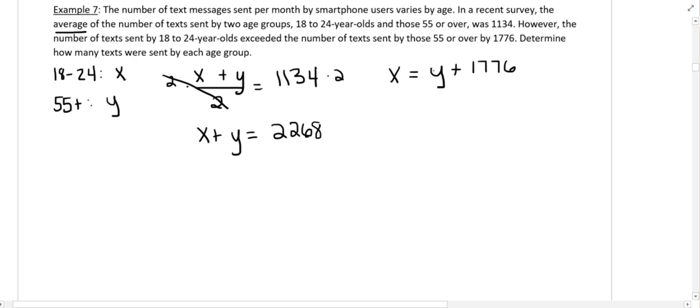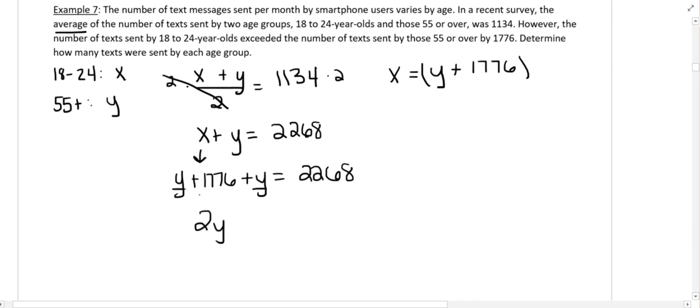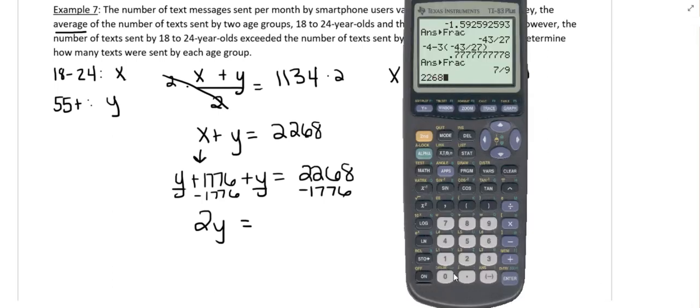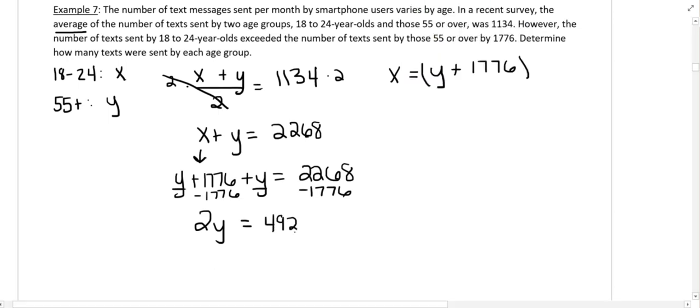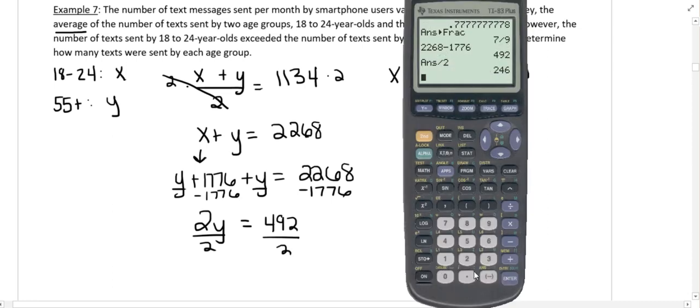And then we can go ahead and find, let's just plug this x value in, which is y plus 1776. So that's going to go in for this x right here. We're going to get y plus 1776 plus y equals 2268. So we can do two things at once here. We can add these y's together, get 2y, and we can subtract the 1776. And that is going to give us 492. And then we'll divide by 2. And we're going to get 246.